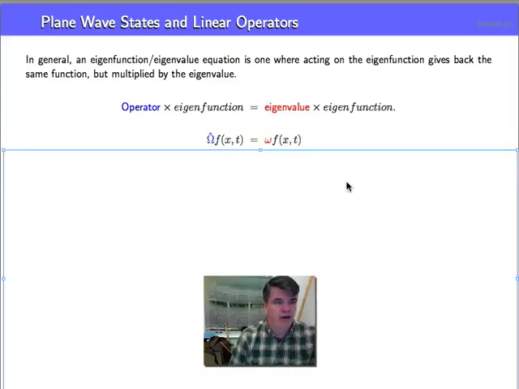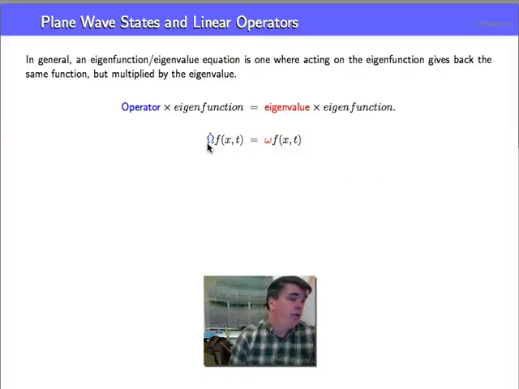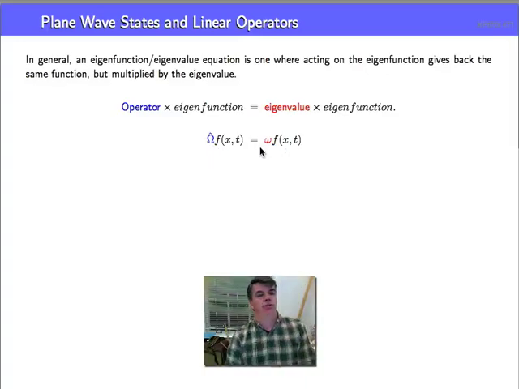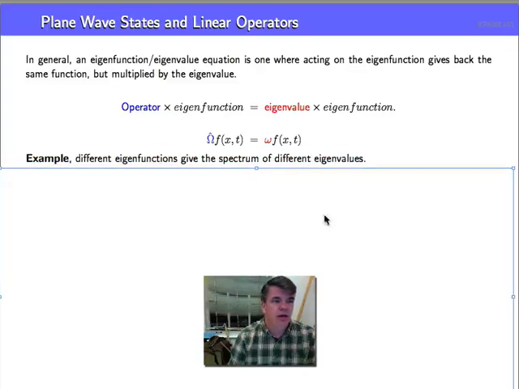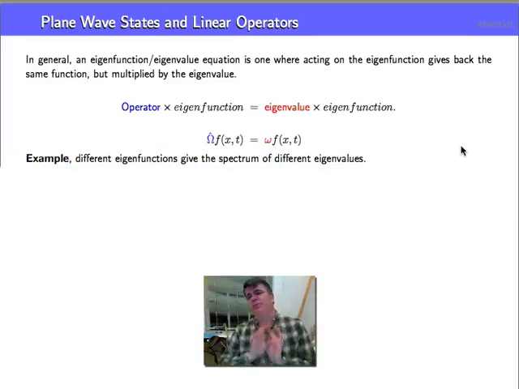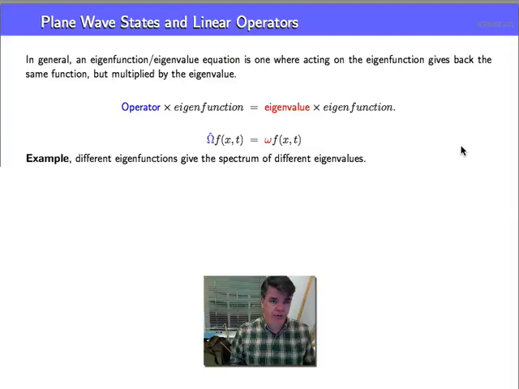So operator times eigenfunction is eigenvalue times eigenfunction. And again, in formulas, some operator omega acting on some eigenfunction f returns a particular eigenvalue, which will depend on the state that f is in, times that function back. Okay, quickly, just to give you an example. You're not meant to understand this example, but this is one we hope to get to later.